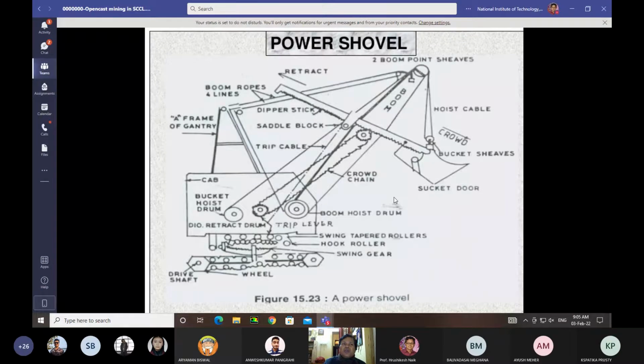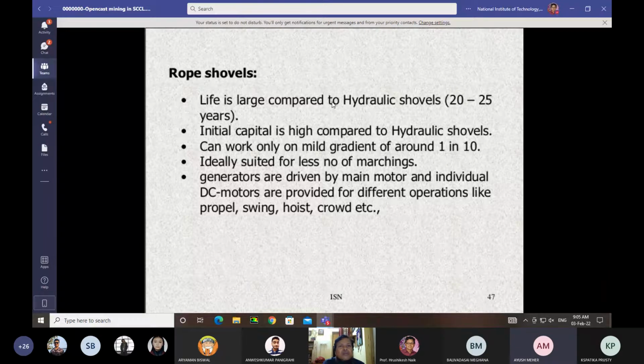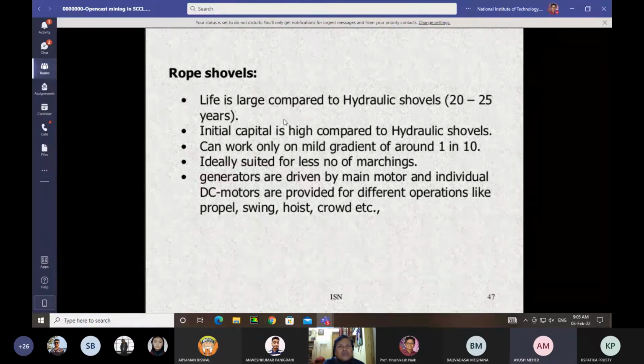Sir, there are rope shovels, yes. As you said that electricity is cheap and we have to use the electric shovel for thin seams, because electricity is cheap and at low cost we can operate it. Why do we use the diesel shovel rather than that? Diesel price is very high.